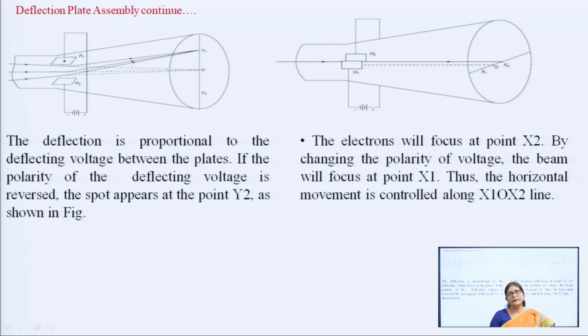Similarly, in the second diagram we can see the pair of horizontal deflection plates that are kept vertically, and they control the movement of the electron in the x direction. Here, plate H2 is kept positive with respect to H1. So the electron beam moves along the x axis and strikes at the x2 point. If we change the polarity, it will strike at the x1 point. It means the horizontal deflection plate controls the movement of electrons in the x direction, and the vertical deflection plate controls the movement of electrons in the y direction.